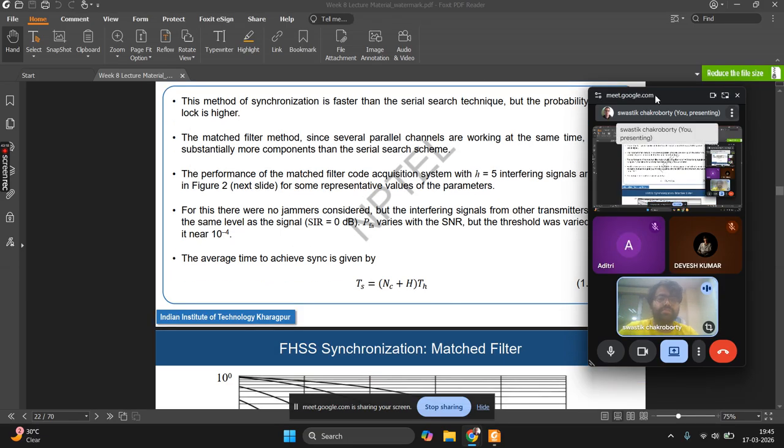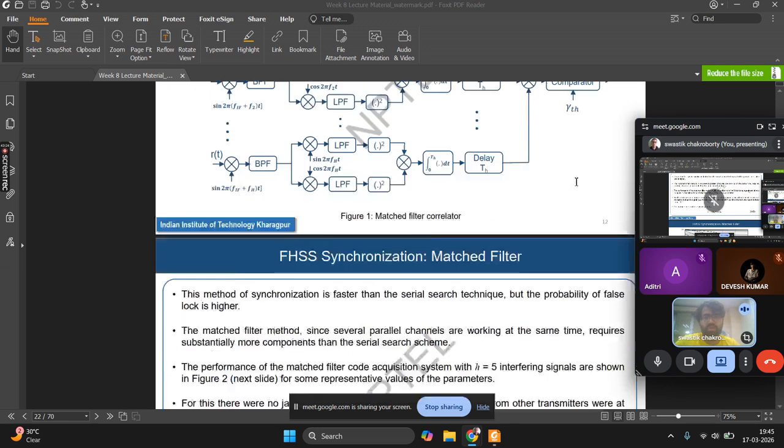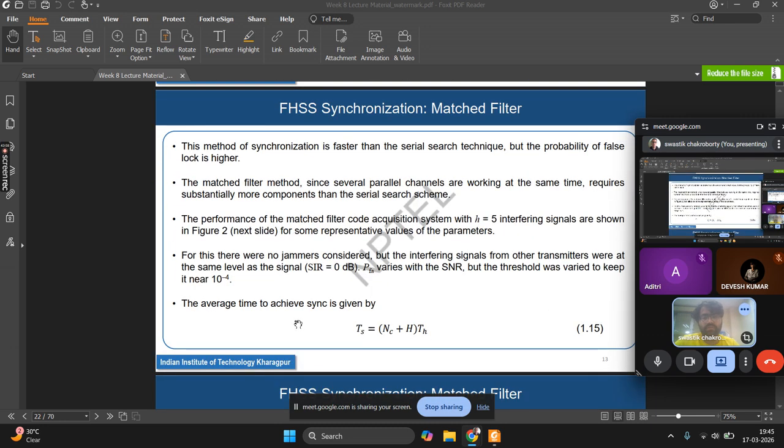The matched filter method, since several parallel channels are working at the same time, will have many more components. Of course, there are a lot of components. You can see the filters are plentiful here. If there are H hops, you need 2H LPFs, and then H number of BPFs, so 3H number of filters. Along with that, you will need 4H number of multipliers, H number of accumulators, 2H number of square law devices, and H number of delays. So a huge number of components will be involved.